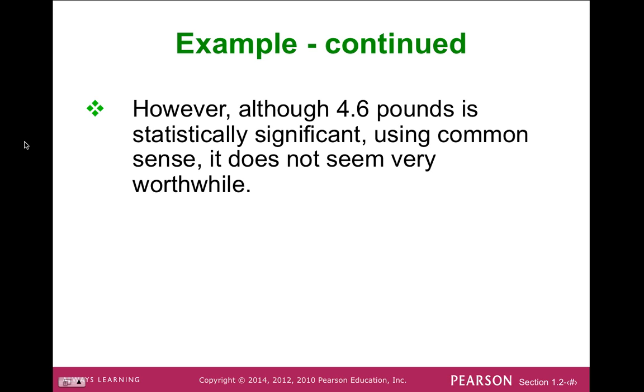However, although a 4.6 pound weight loss is statistically significant, meaning the numbers say it's significant, using common sense, it may not seem very worthwhile. You're going to spend an entire year on a fairly restrictive diet to lose less than 5 pounds on average. And so many people would say that although the Atkins diet is statistically significant, its practical significance is limited.